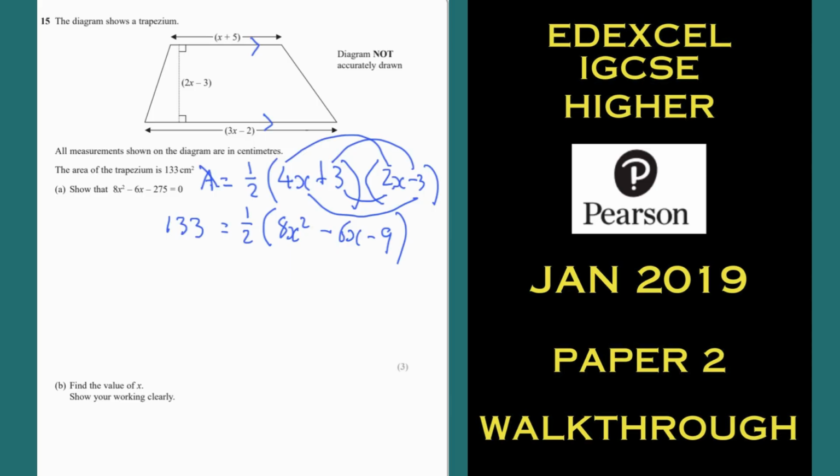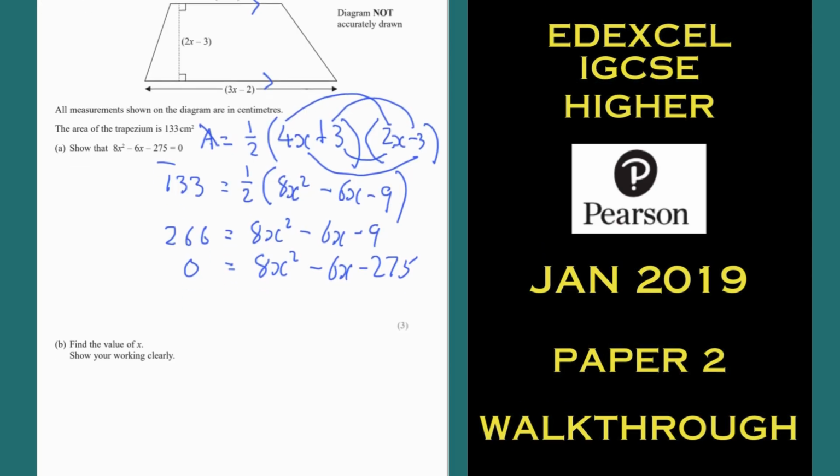Let's get rid of this half by doubling both sides. That means we can get rid of those brackets. And we're nearly there. You can sort of keep one eye on what it was asking you to show. We now subtract 266 from both sides, and you get the magic 275 that they asked for. So on to part B.